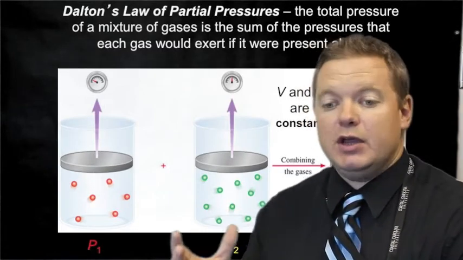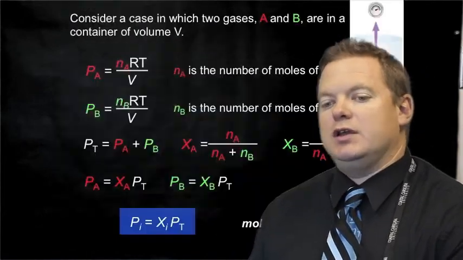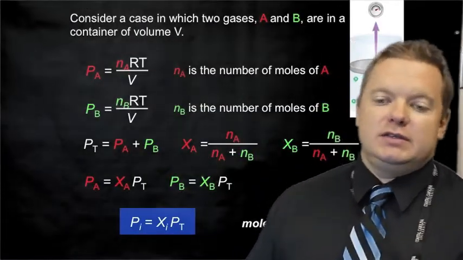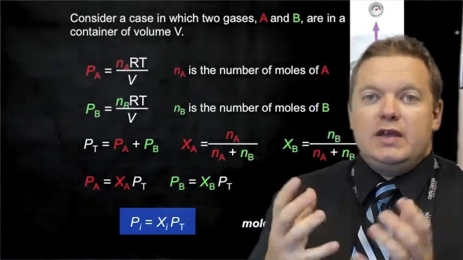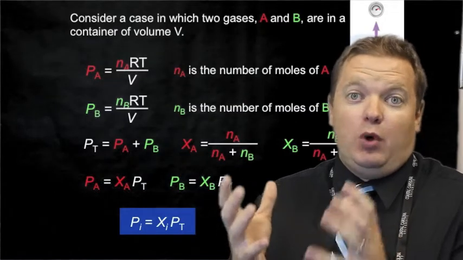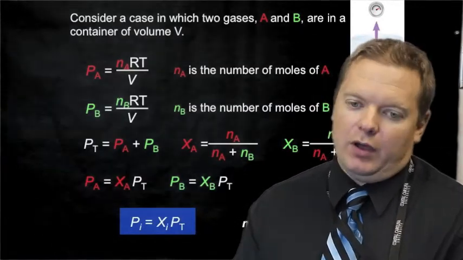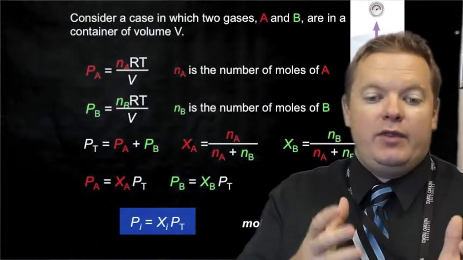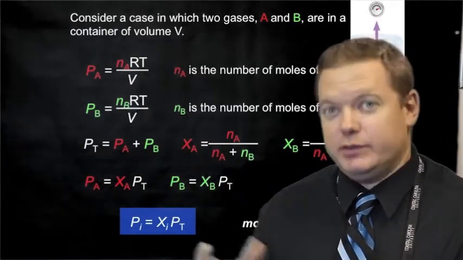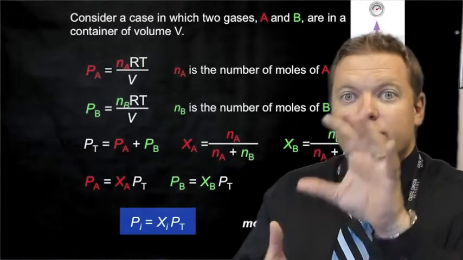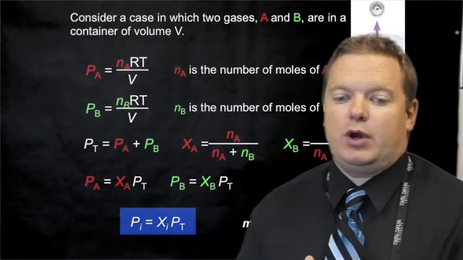So this allows us to take a fairly complicated mixture and simplify it into this same PV equals nRT equation. If we look at a mixture of gases A and B, of some volume V, we can say that the pressure of gas A is going to be the number of moles of gas A times the gas constant times the temperature that exists divided by the volume. And the pressure of gas B is going to be the number of moles of B, again, times the gas constant times the temperature divided by the volume. So now we have those two values, and the total pressure is going to be the pressure of A plus the pressure of B.